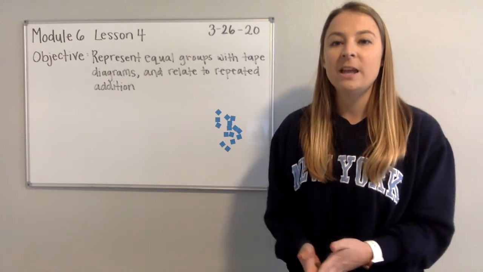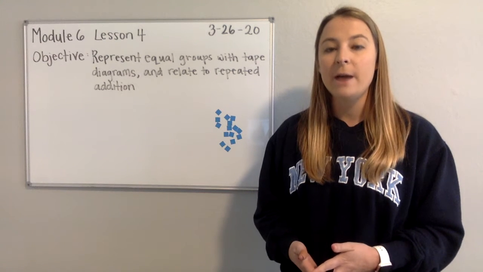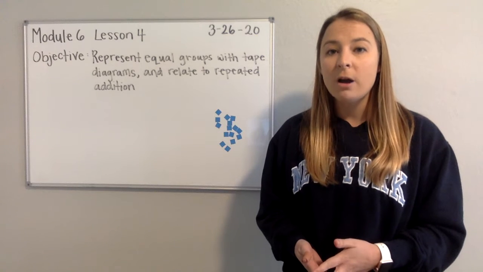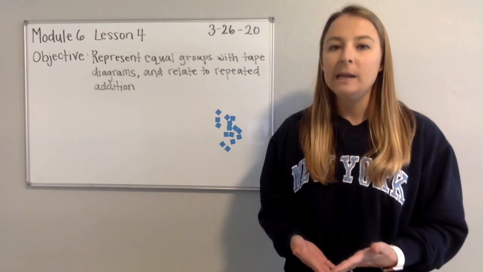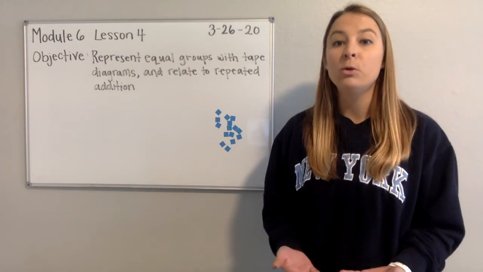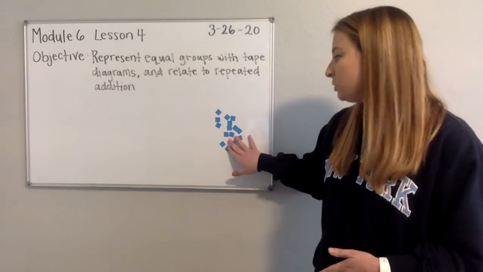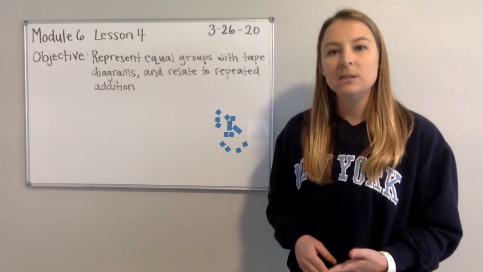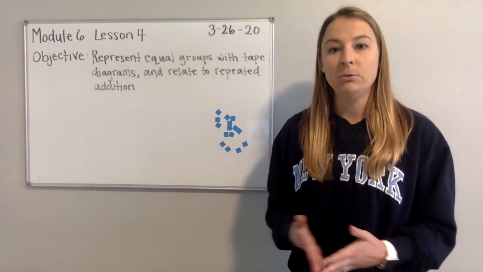Our objective for today's math is to represent equal groups with tape diagrams and relate to repeated addition. So far in Module 6, we have been looking at equal groups and repeated addition sentences to find the total and explain the equal groupings that we're looking at. Today, I'm going to use my counters to create equal groups and turn those equal groups into tape diagrams to represent a model of how my equal groups look.